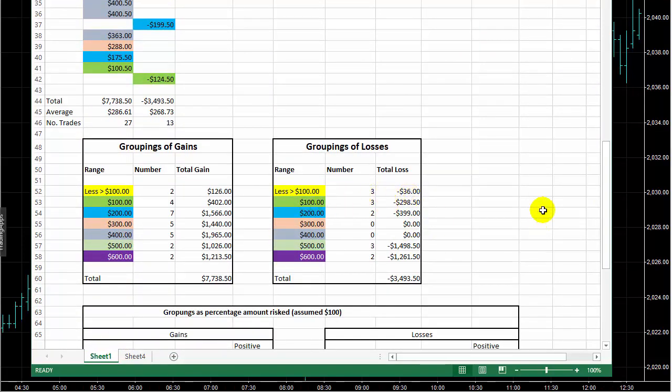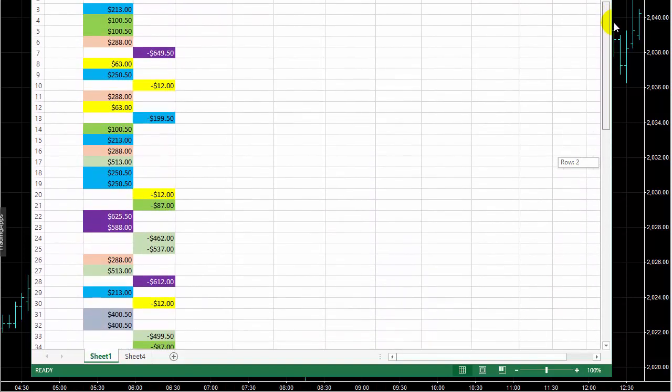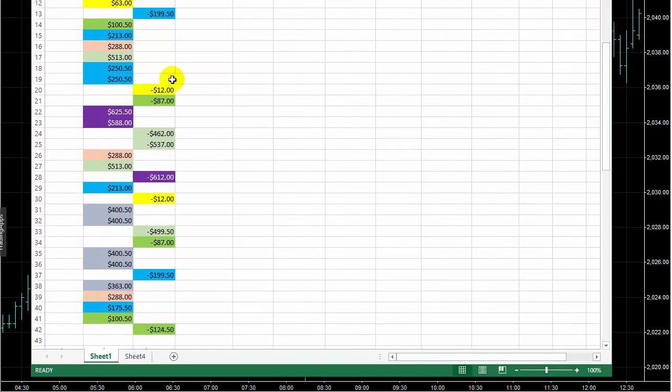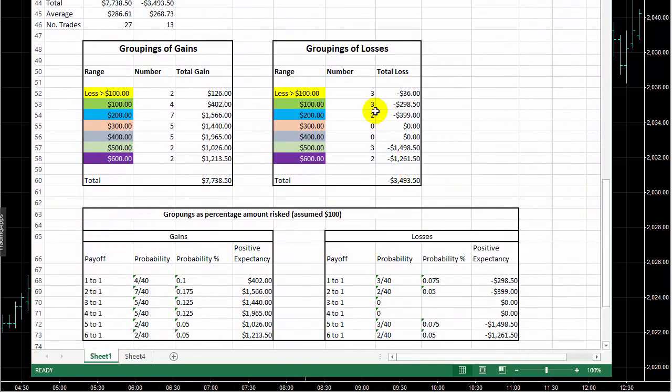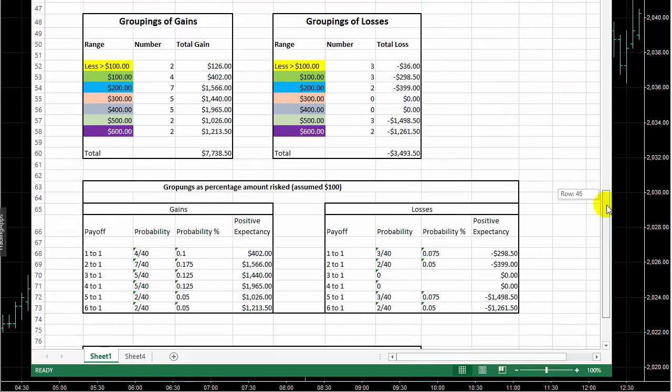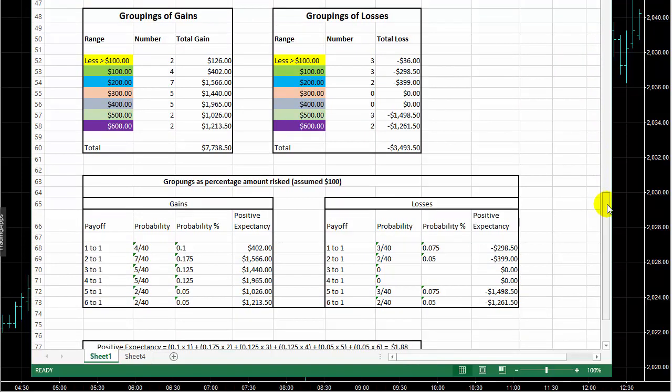$100 losses, we had three of them, right? And here they are: $87, $87, and $124.50. Those three are around $100, and it gives me three of them at $298.50. So you get the idea. So I group them. Now, once I finish grouping them, I want to group them as a percentage of the amount being risked, which is $100 increments, right?